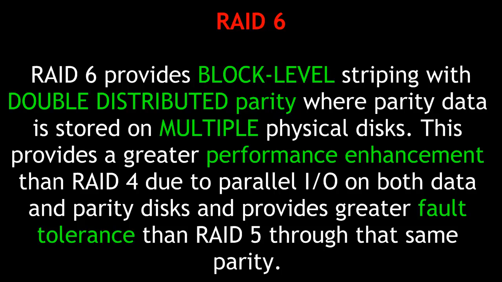Finally, we have RAID Level 6. RAID 6 provides block-level striping with double distributed parity, where parity data is stored on multiple physical disks. This provides a greater performance enhancement than RAID 4 due to parallel input-output operations on both data and parity disks, and provides greater fault tolerance than RAID 5 through that same parity.